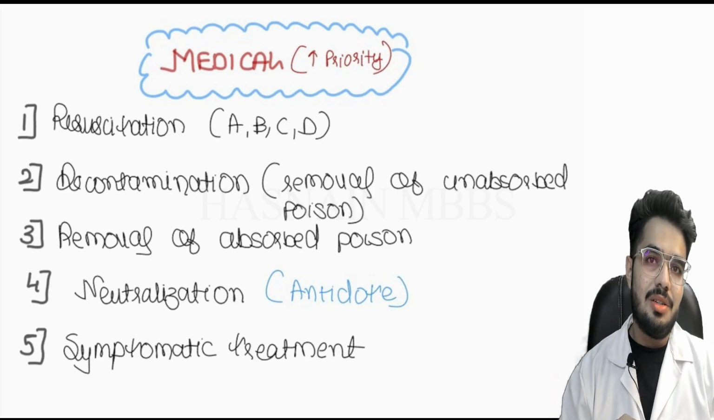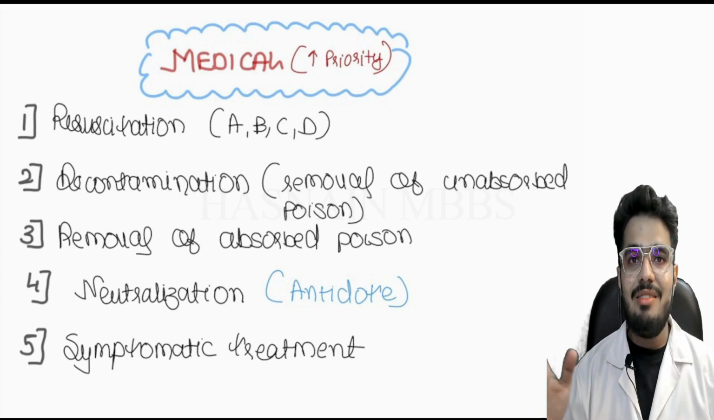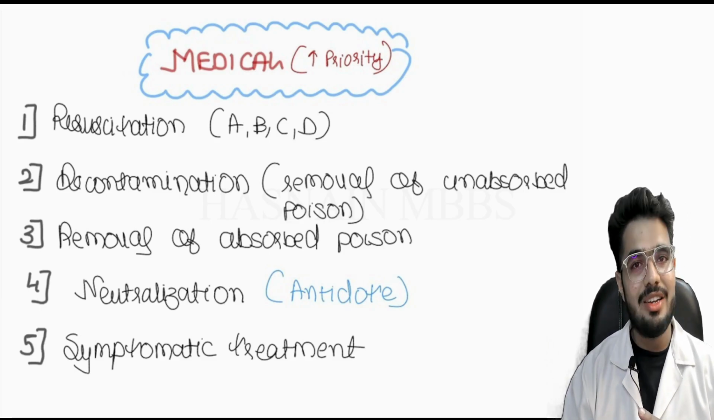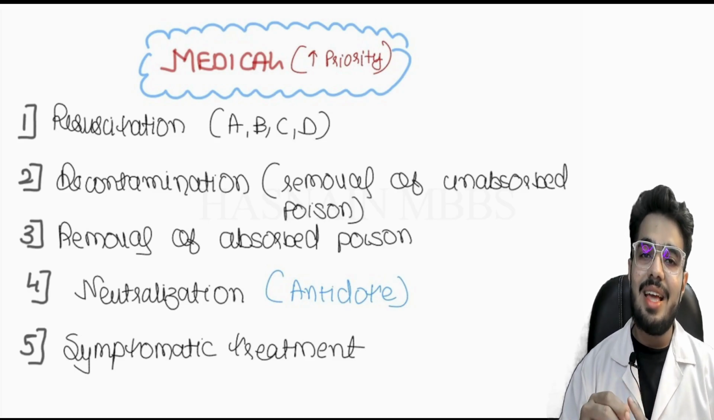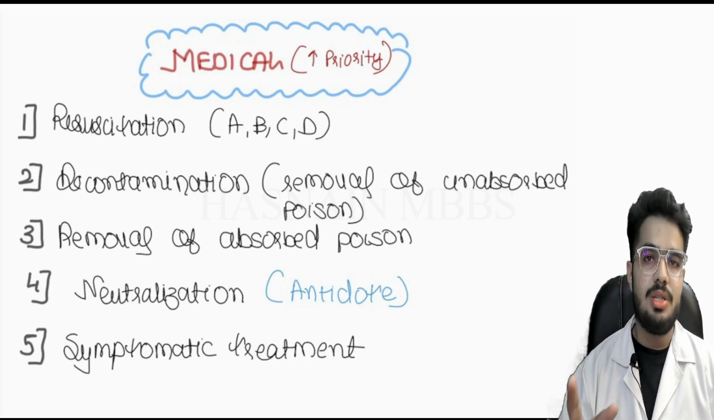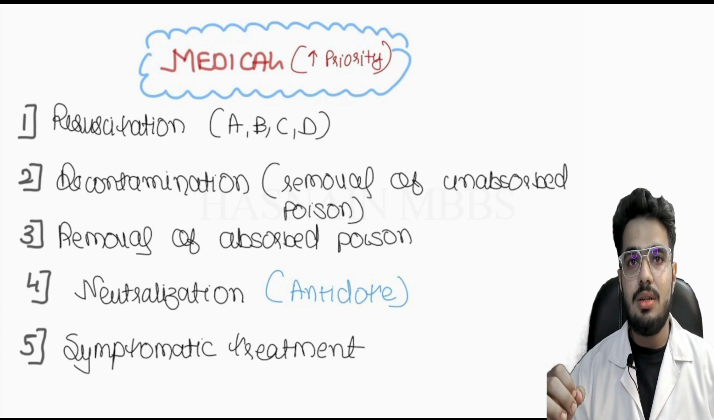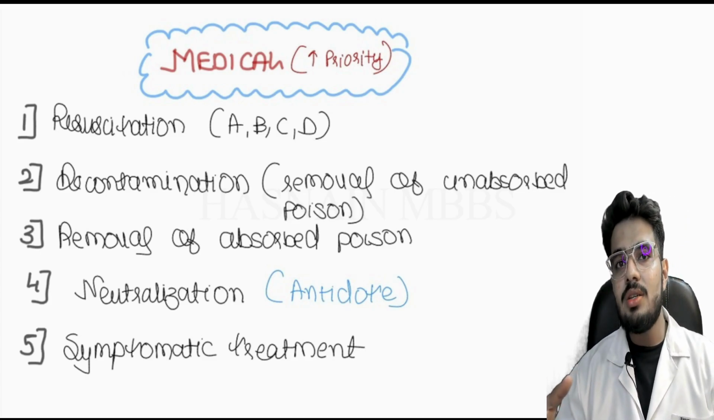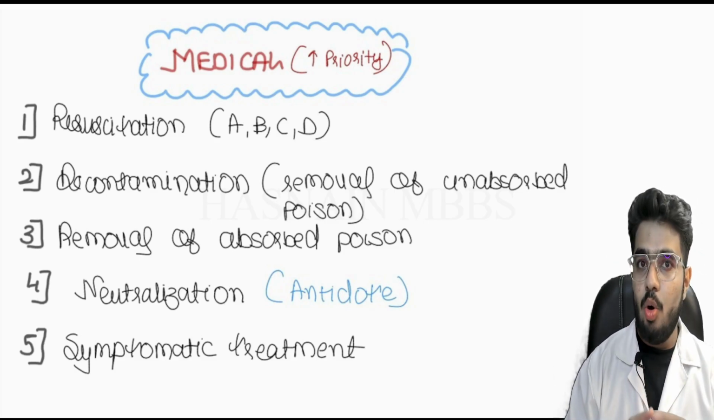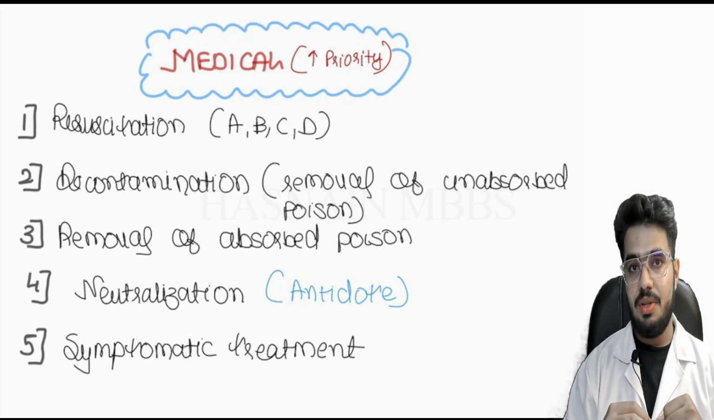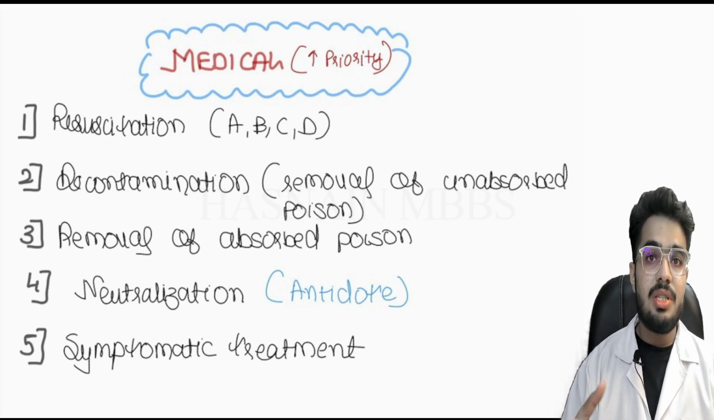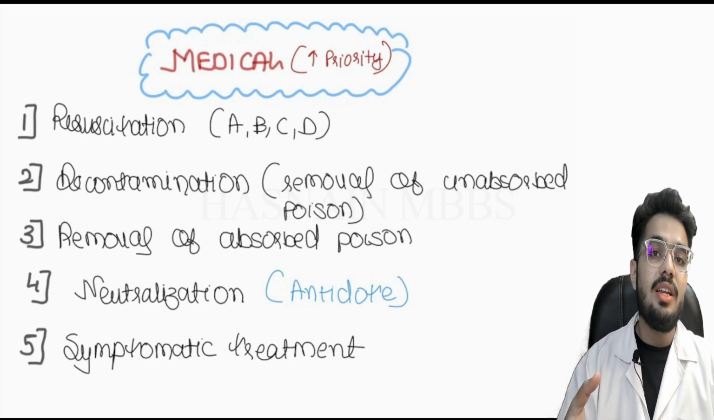First is the resuscitation. We have to stabilize the patient. As we have learned from our first year, A, B, C, D: airway, breathing, circulation, and CNS depression should be corrected. So first is the resuscitation. Second is the decontamination. Decontamination is the removal of unabsorbed poison, a poison which has not been absorbed yet. There are many poisons which are absorbed through various routes. We can stop the absorption route. For example, in case of OP poisoning, we have learned that OP poison can be absorbed through skin as well. So firstly, we have to remove the clothes, the decontamination part, so that the unabsorbed poison doesn't get absorbed in the circulation.